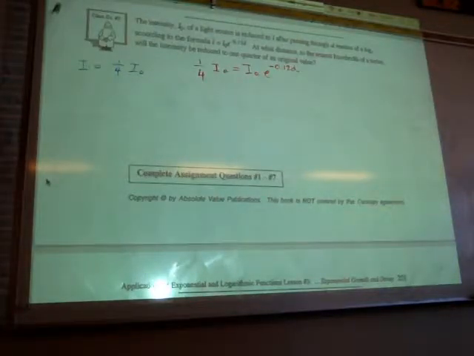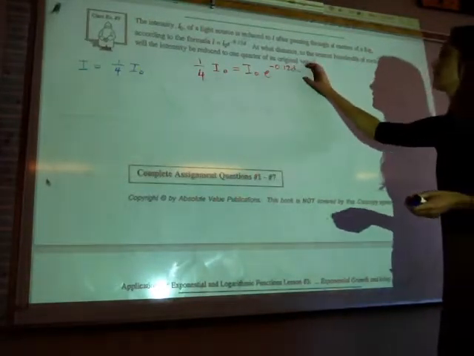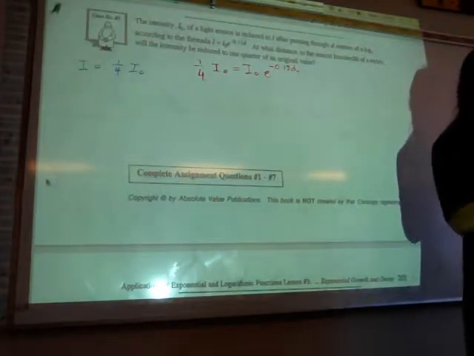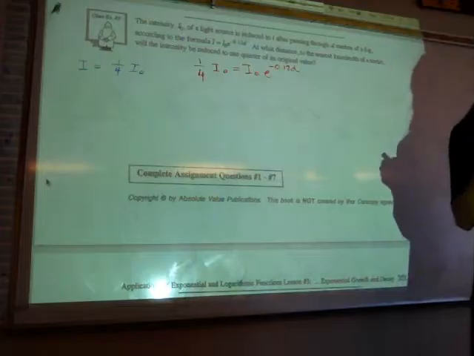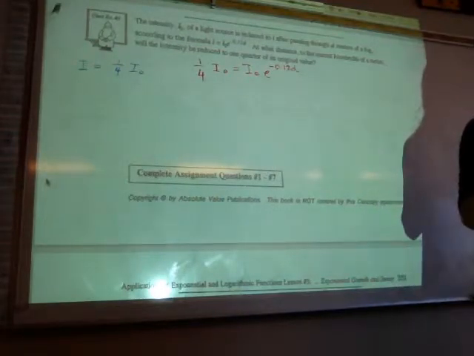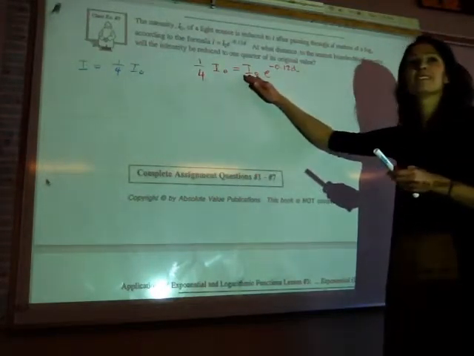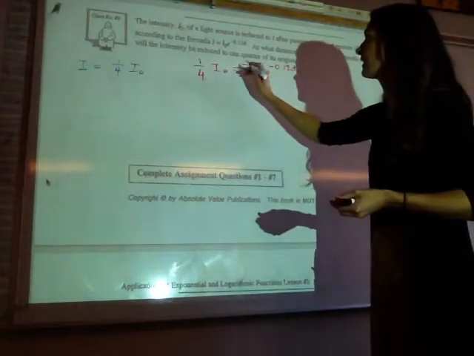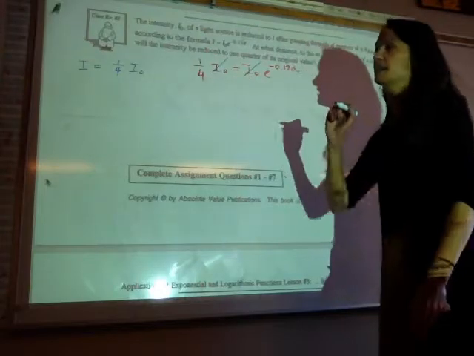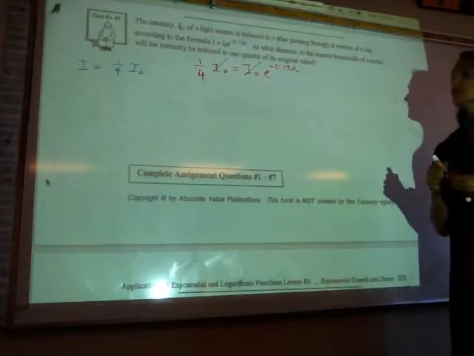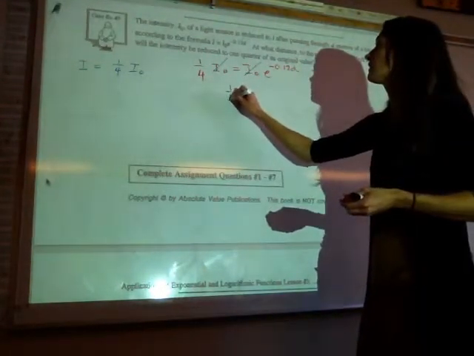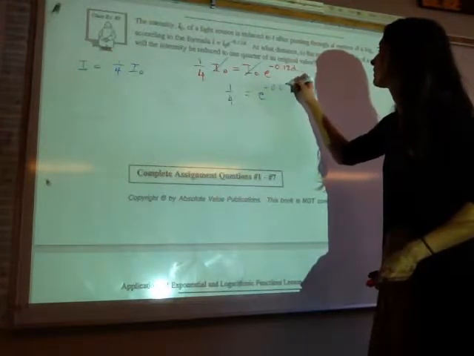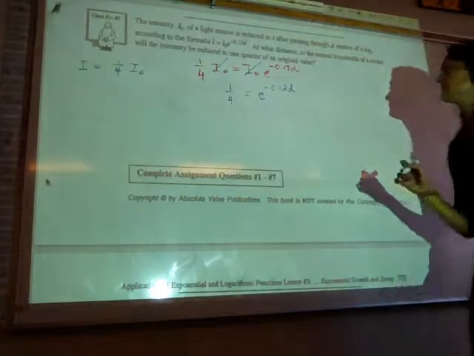Now, if I want to isolate our base e to the power of this, what do I do with the original intensities? We've done it 2 times. How do I get rid of the I at 0 times for distance? Divide. And if I divide on this side, it's going to cancel out as well on that side. So we're left with 1/4 is equal to e to the power of negative 0.12 d.